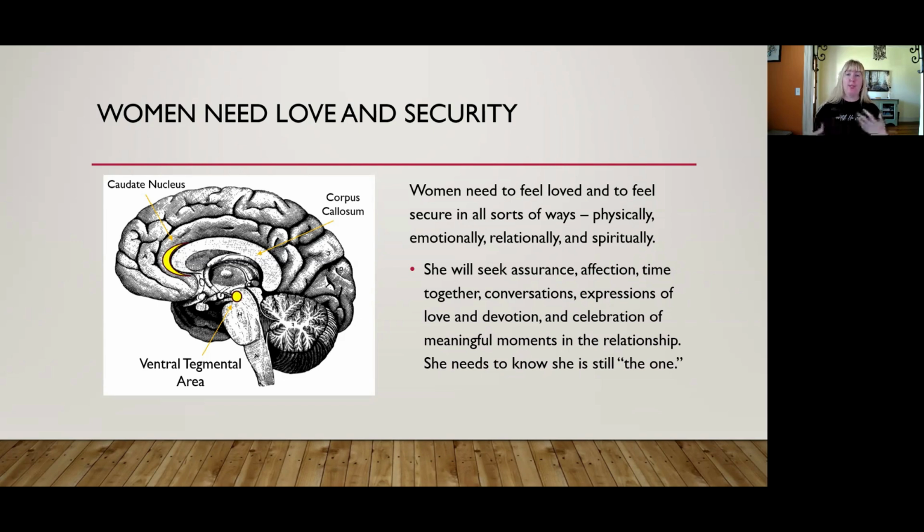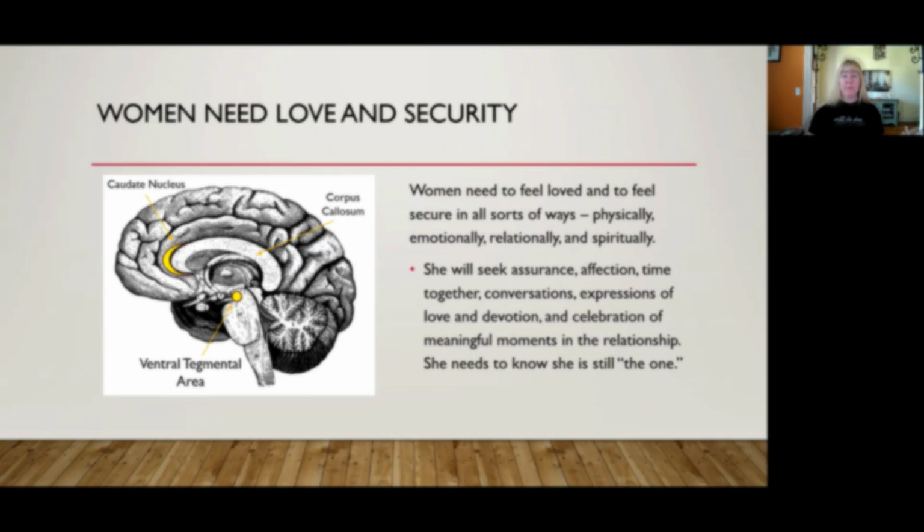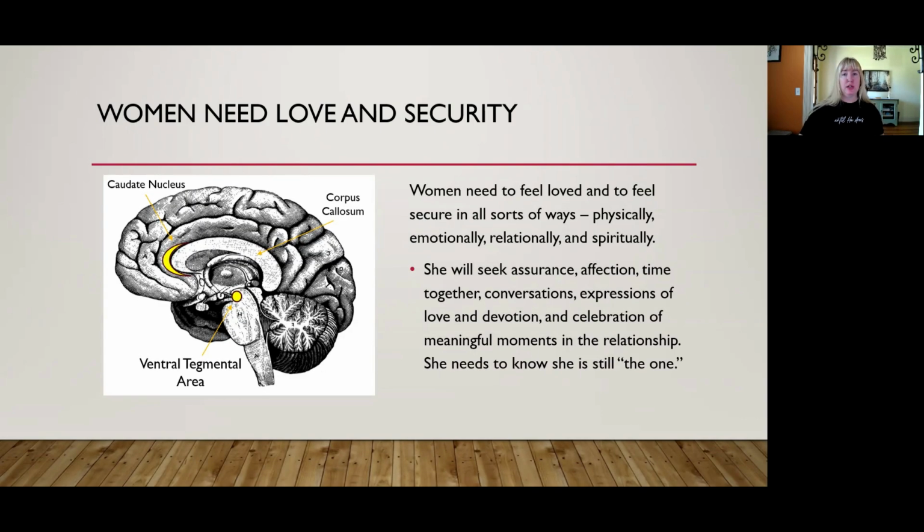But this is also why women tend to celebrate those meaningful moments in her life and in your relationship. That's why she still holds on to the concert tickets from the first concert you went to, or why she has various anniversaries and not just your wedding anniversary, right? Basically what it boils down to is she's looking to make sure that she's still the one, because life for a woman is like a junior high school dance. She's waiting to be picked.